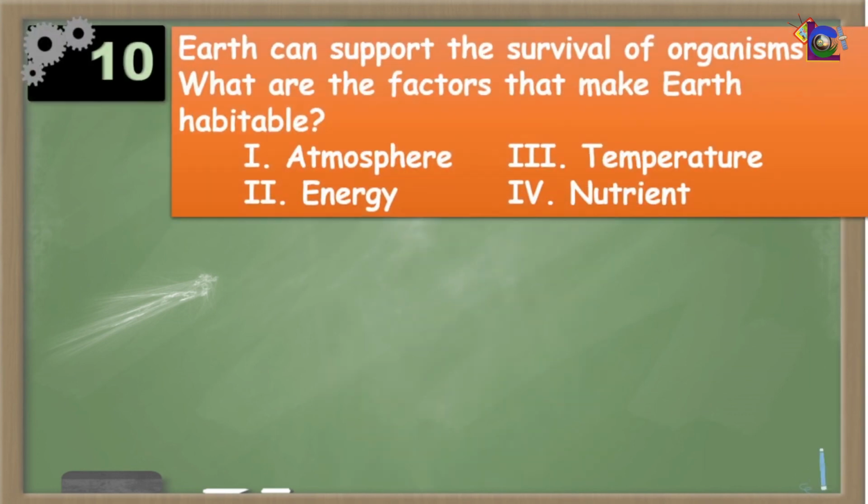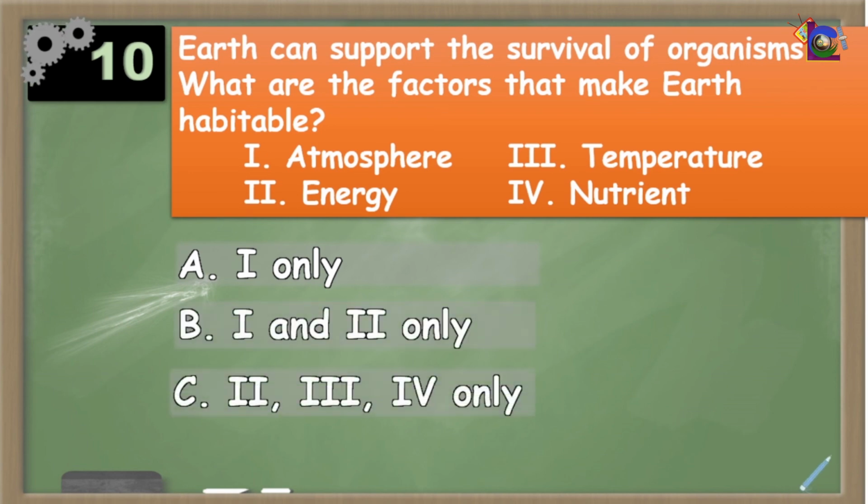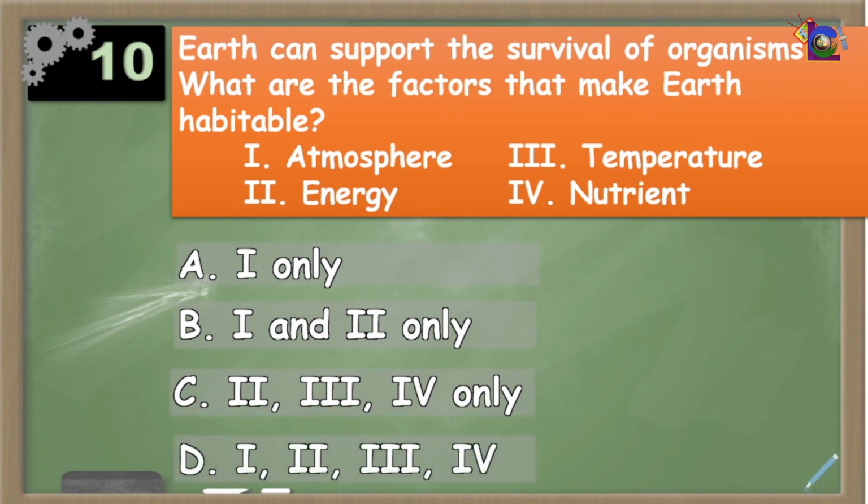Question number 10. Earth can support the survival of organisms. What are the factors that make Earth habitable? 1. Atmosphere. 2. Energy. 3. Temperature. 4. Nutrient. Here are the choices. A. 1 only. B. 1 and 2 only. C. 2 to 4 only. Or letter D. 1 to 4. The correct answer is letter D.